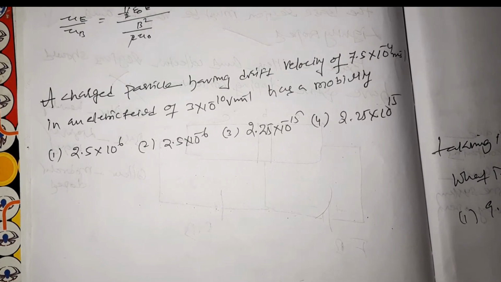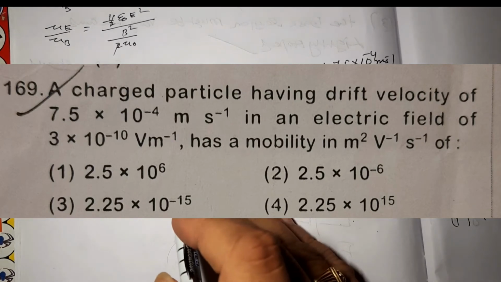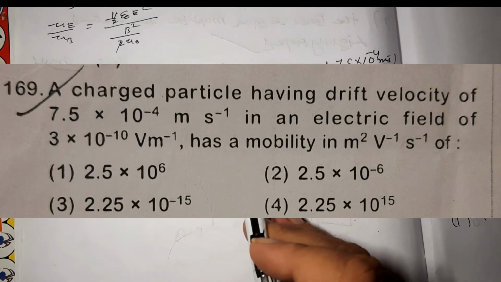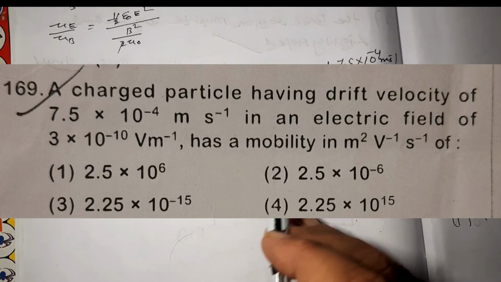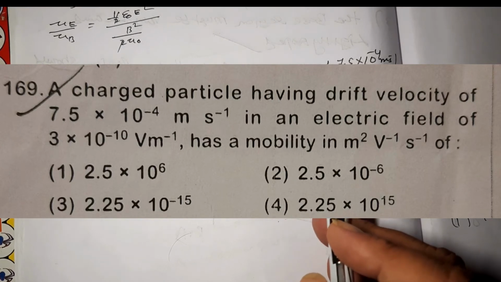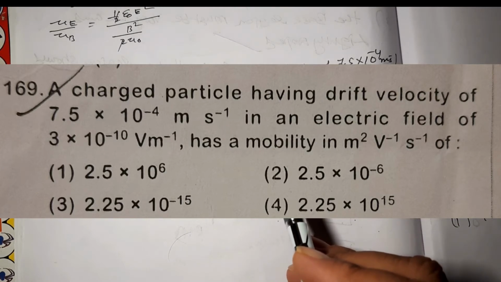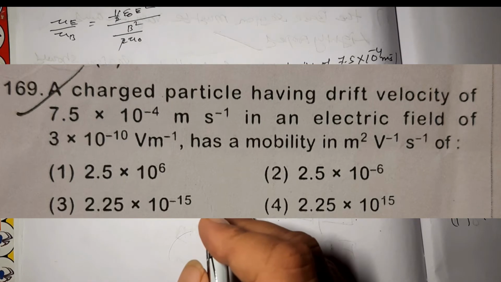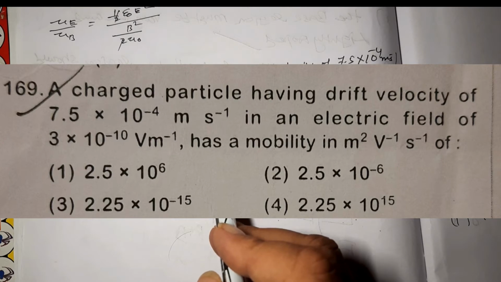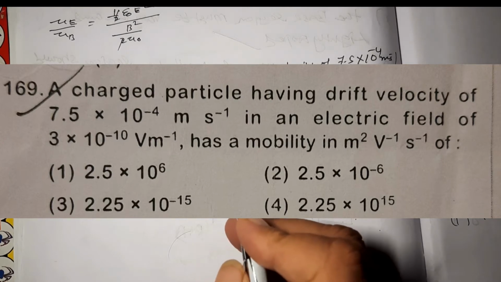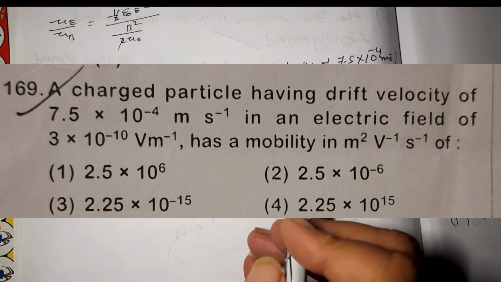So now we will discuss another problem. A charged particle having drift velocity 7.5 into 10 to the power of 4 meter per second in an electric field of 3 into 10 to the power of minus 10 volt per meter, which has a mobility dash.